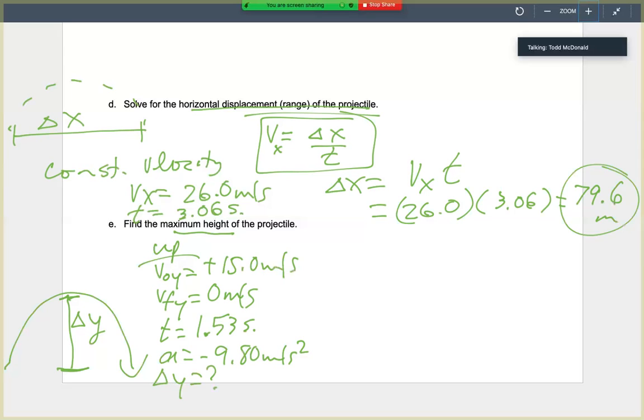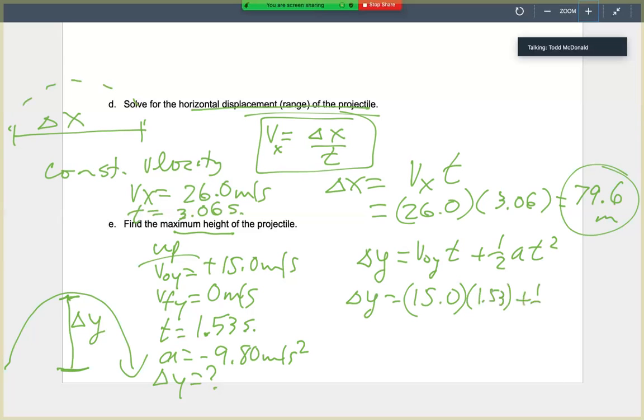Now, if we go to our kinematics equations, there's more than one equation we can use, but I tend to like this equation right here. And again, I'm using delta y instead of delta x. Delta y is equal to v sub 0 y, the initial velocity of y, times t, plus 1/2 a t squared. Now be careful here, because we do have an initial velocity this time. Our initial velocity is 15.0. How long is it going up? 1.53 seconds. And then we put in our 1/2, careful here, negative 9.80.